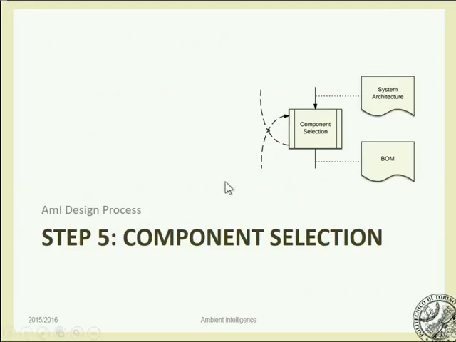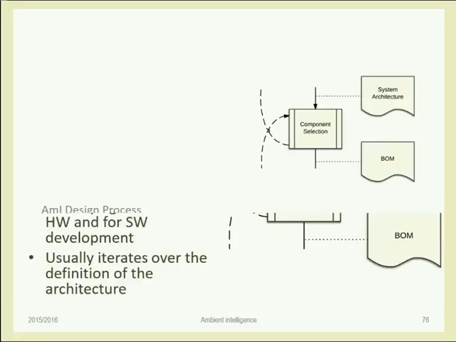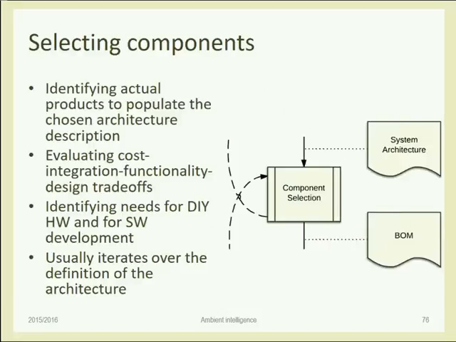So at the end, we have this big picture in which we can draw the components of the system. The only thing that we don't know yet is the exact name of each of the components. And this is what the next step, called component selection, is about. So component selection starts from the system architecture. We have the boxes, we have the connections, we have the function to be implemented by each of the boxes.